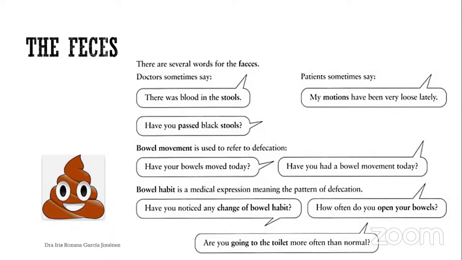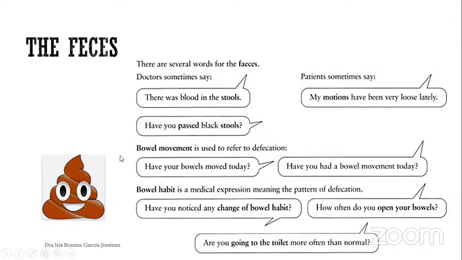And patients can say, my motions have been very loose lately. Motion is another synonym of feces. So consider this and try to use these three expressions: stool, motions, and feces. At this point of verification: How do your bowels move today? Have you had a bowel movement?